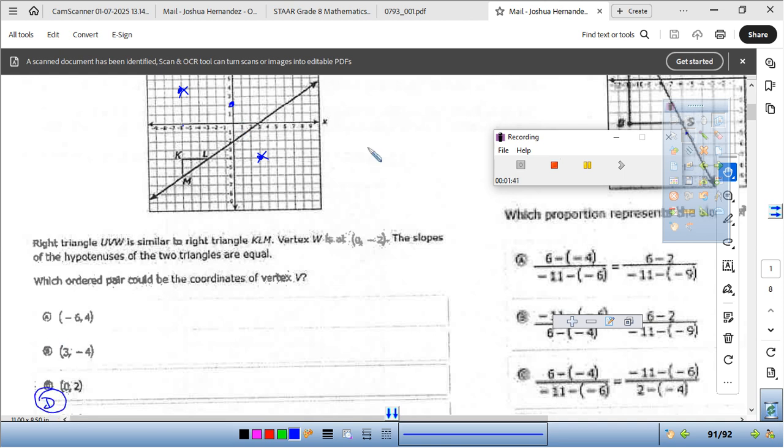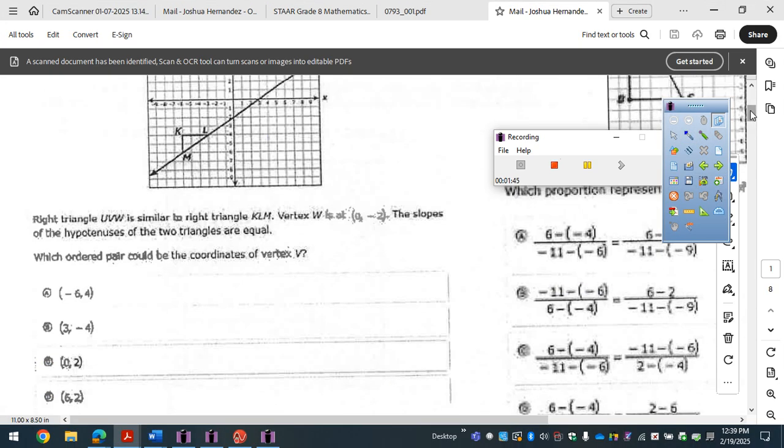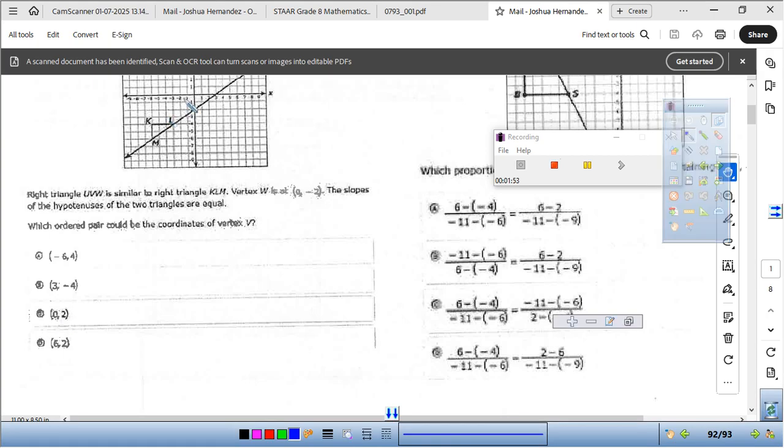I don't know what it is, but let's figure it out. At 6, 2. So we're going to plot that point of 6, 2, go out to 6, up 2, and you see how we're back on the line? Okay, so that right there is my answer.